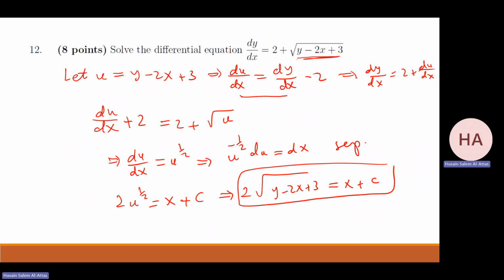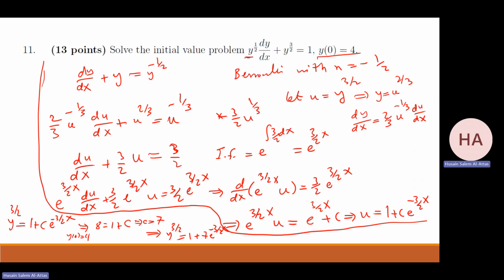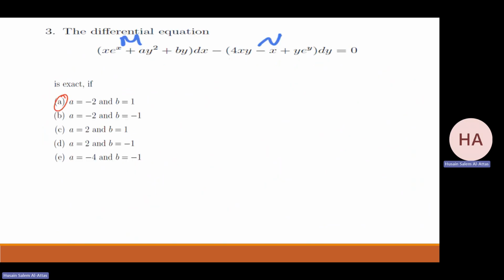Okay, it's an easy one. Now, sometimes he doesn't ask you to solve the equation, but he puts some constants, sometimes variables, and he wants you to find those constants. He told you this differential equation is exact. If I call this M and this N, because it's exact, partial M over partial y equals partial N over partial x.